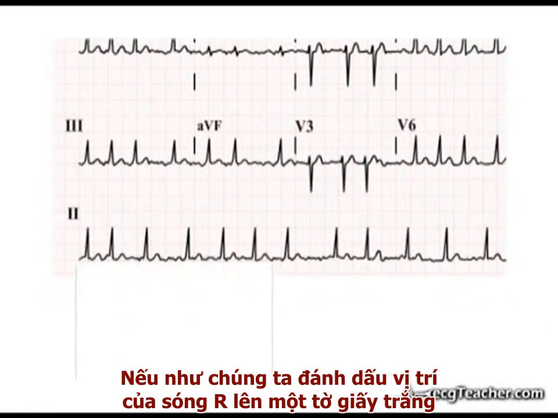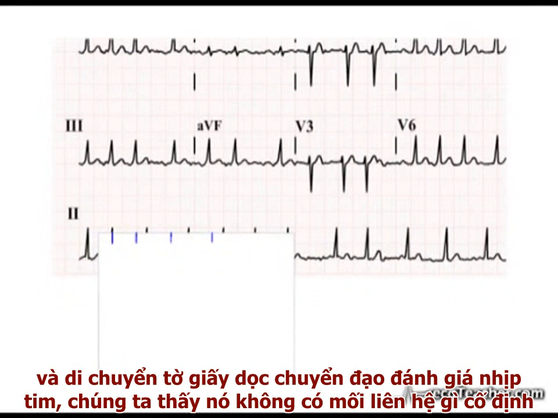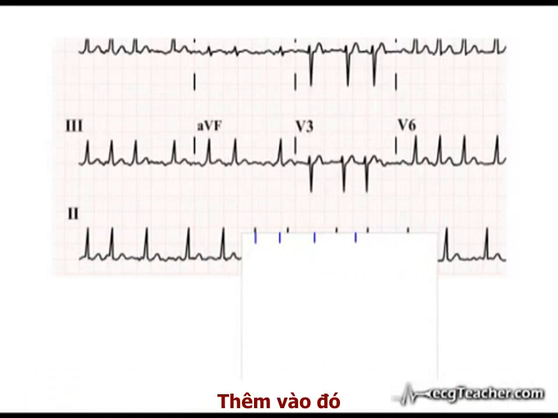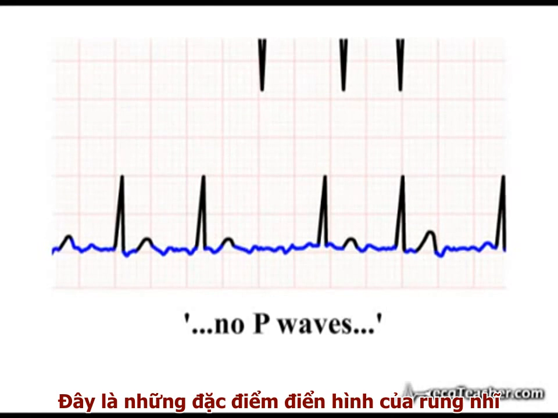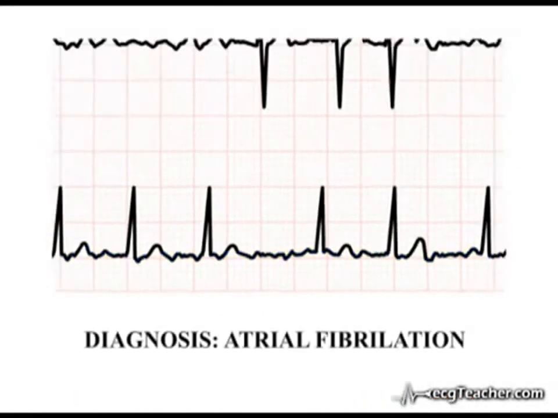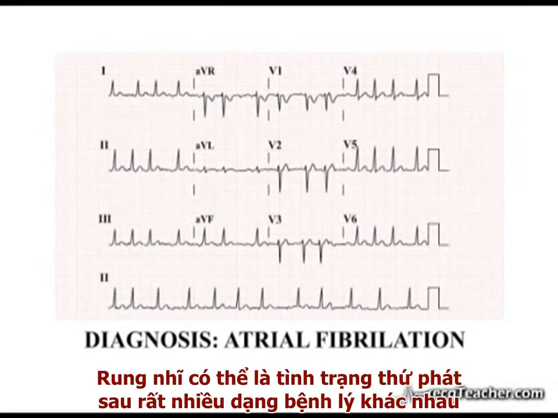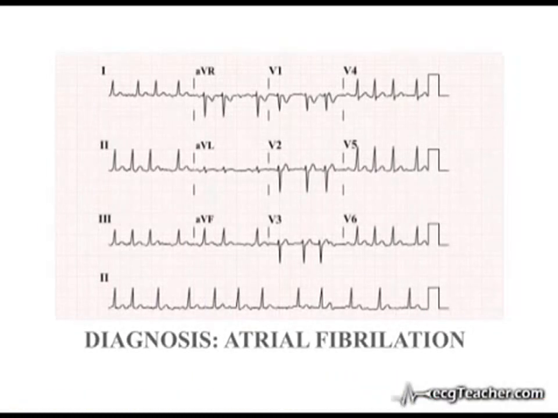If we mark out a set of R waves on a piece of paper, moving along the rhythm strip, we find no fixed relationship between episodes of ventricular depolarization. Furthermore, there are no identifiable P waves. These are the characteristic ECG findings in atrial fibrillation. Atrial fibrillation arises secondary to many different disease states, both intrinsic and extrinsic to the heart.